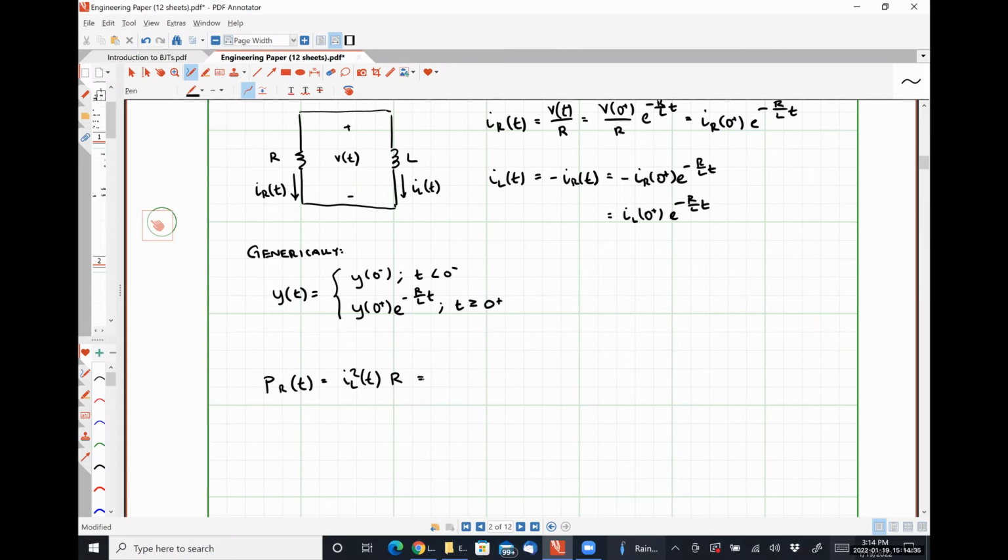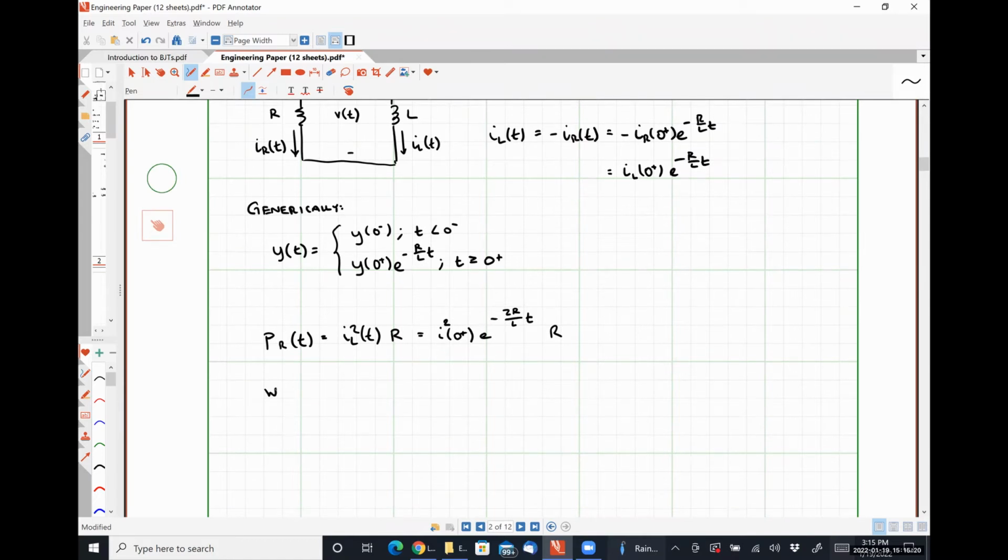So this would be I at 0 plus squared multiplied by e to the negative 2R over L multiplied by time. So that's my IL quantity squared. I'm just squaring the magnitude and then multiplying the exponential portion by itself, which is where that extra factor of 2 came from. And then I multiply this by a factor of R.